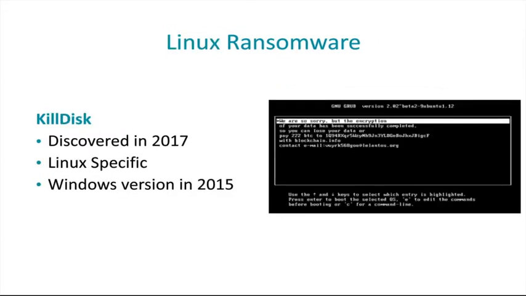KillDisk was originally discovered in late 2015, and at that point only targeted Windows OSs. However, in 2017, a new variant rendered Linux machines unbootable. After encrypting the files and requesting a large ransom, your Linux machine was unable to boot. In fact, the ransom on KillDisk is set at 222 Bitcoins, which as of this week is around $600,000.